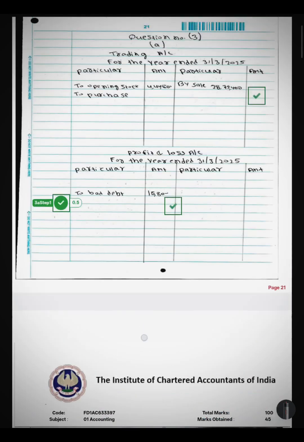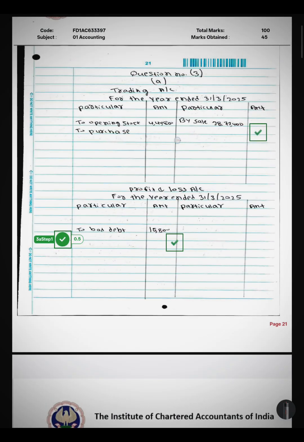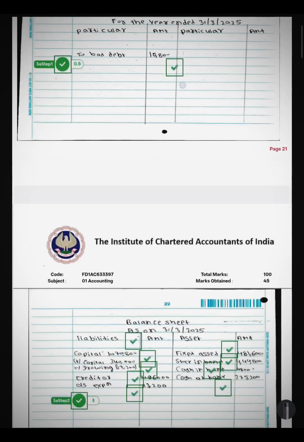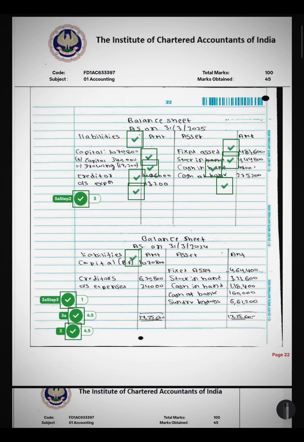So as you can see, at the top I hadn't done anything, which means my answer is nothing here. What I knew, I just wrote in the format. But at the bottom you can see here I knew this, which means I know how to do the balance sheet of the previous year and current year. So I did it, and because of this the teacher has allotted me 3 marks.